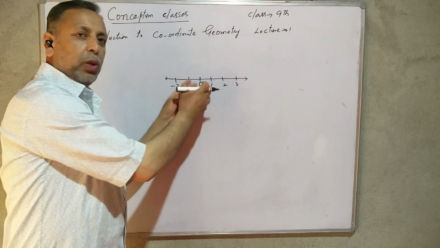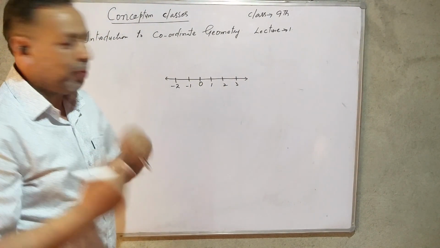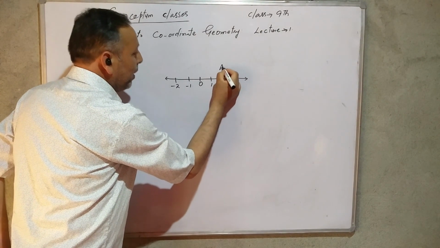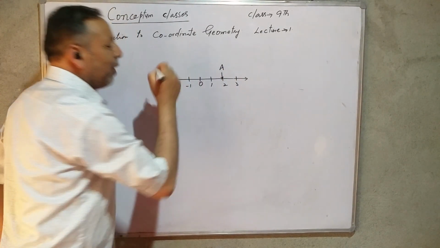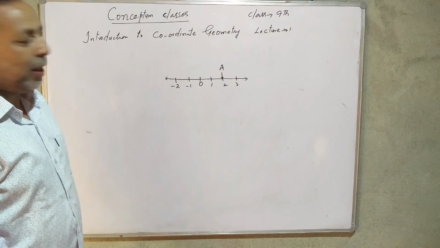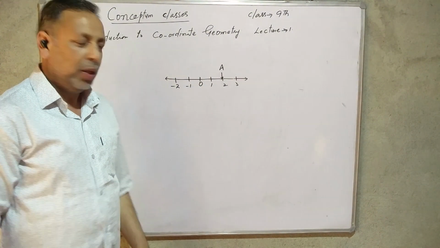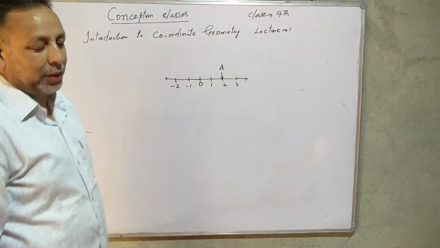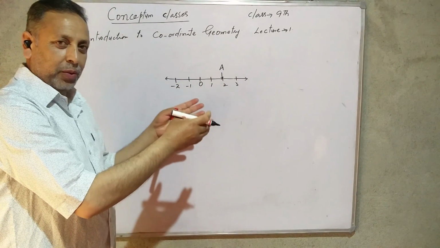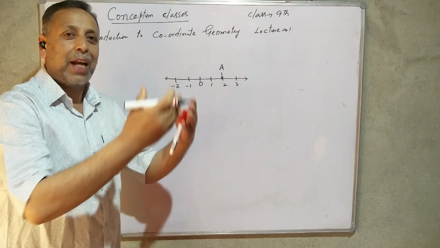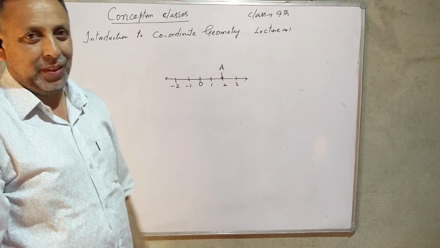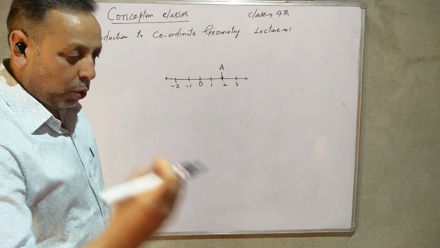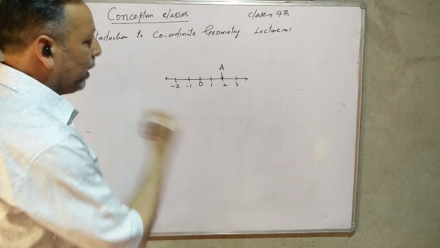Now you know how to describe a point on the number line. Let me take this point as A. Then here A represents 2 on the number line. This is how to locate a point on the number line. Now students, if we have to describe a point in the plane, how to locate the position of a point in a plane?